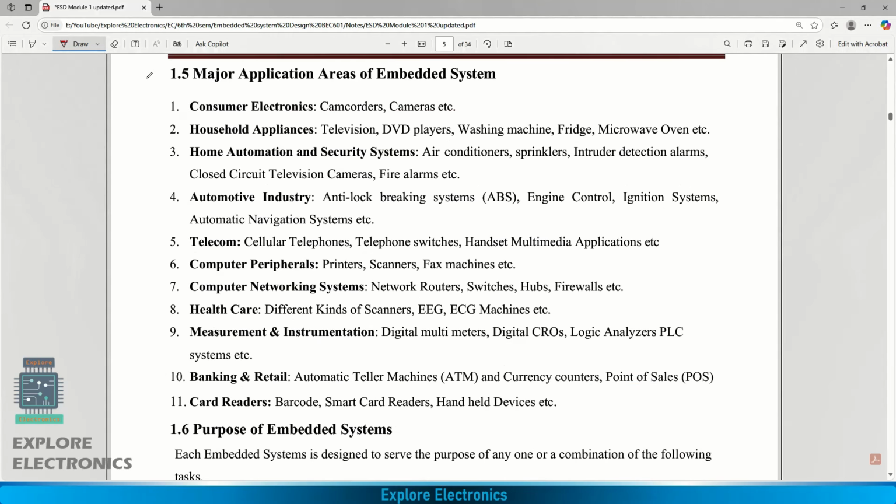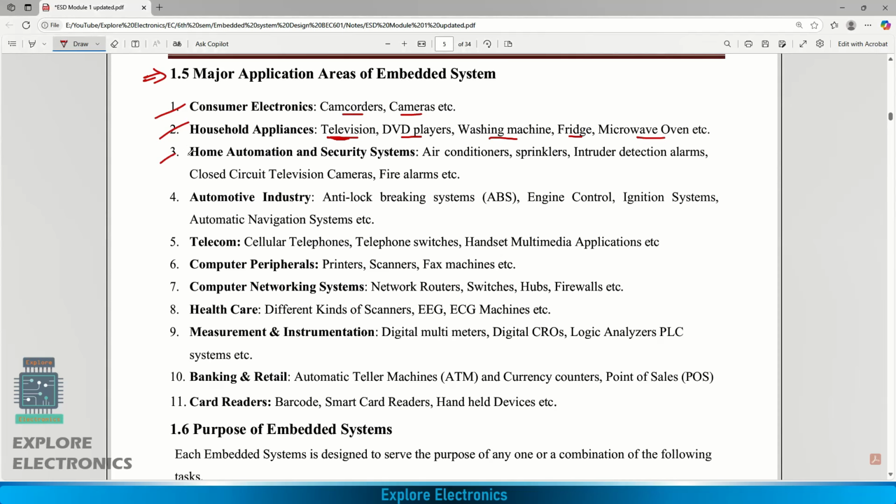Then we need to understand the application areas where we will be using embedded systems. In consumer electronics like camcorders and cameras, we will be using embedded systems. Household applications like TVs, DVD players, washing machines, fridge, microwave oven. These are the applications of embedded systems. Nowadays TVs have become smart televisions. They will be having a processor inside. There will be some real time. They are not categorized under embedded systems. The earlier TVs, even if it is a smart TV, we can consider as an embedded system.